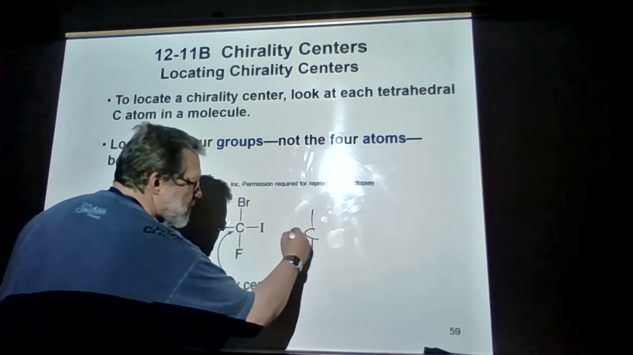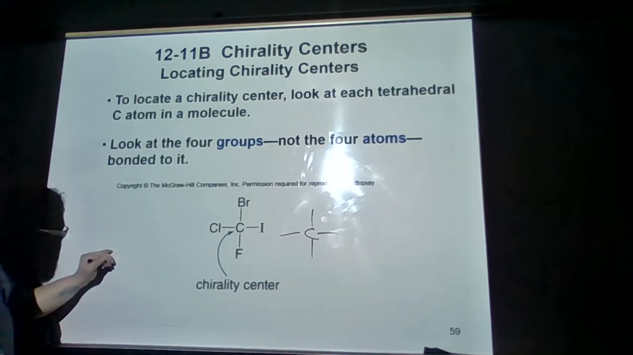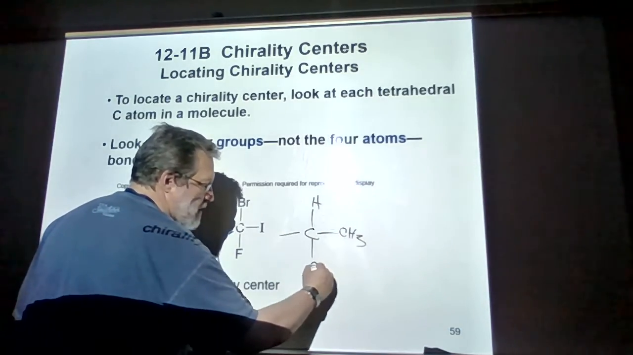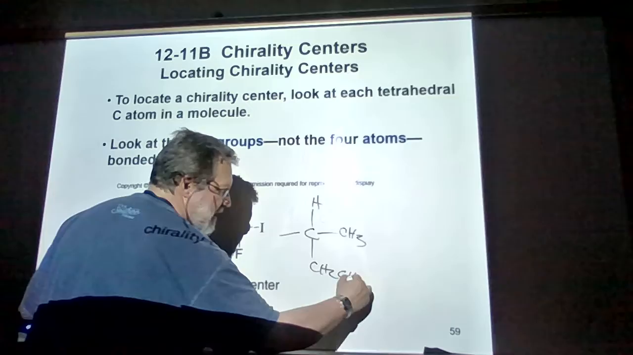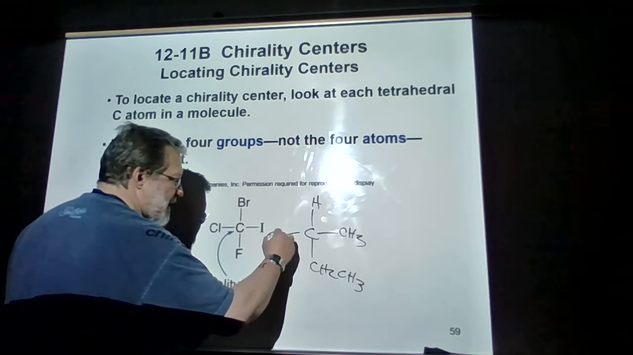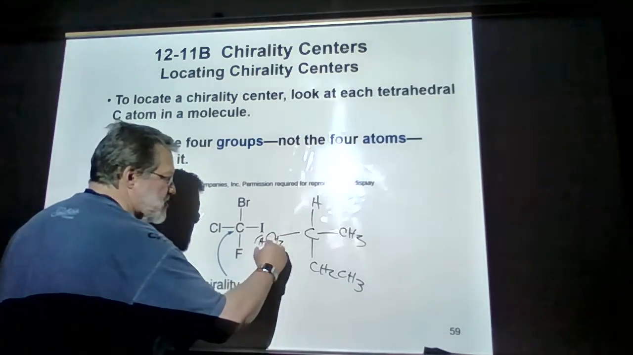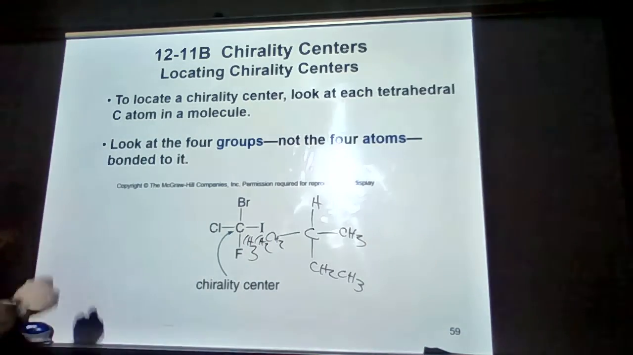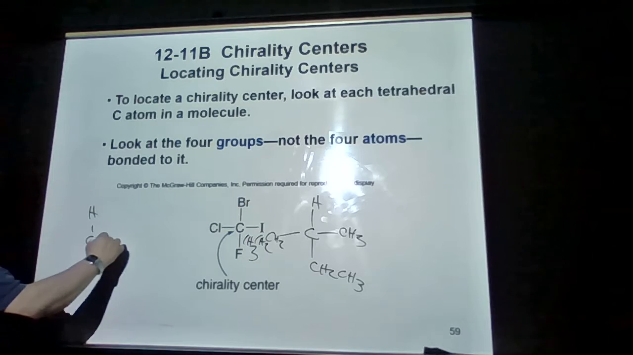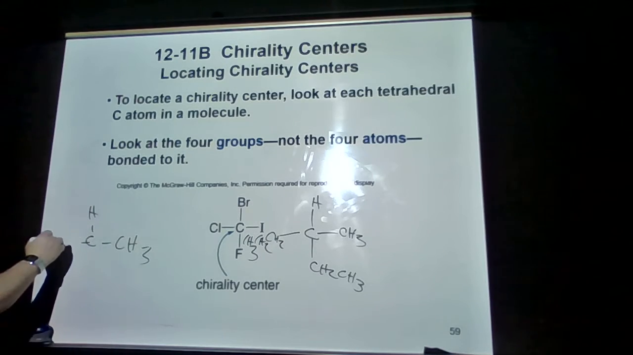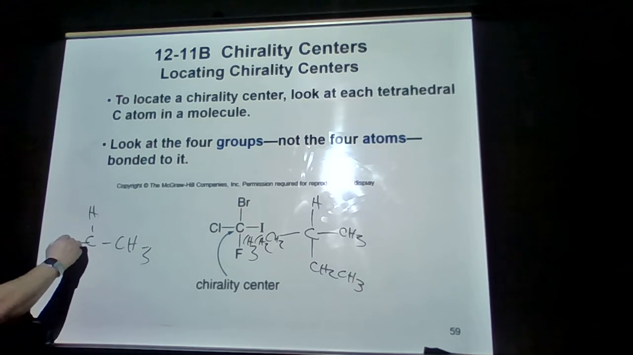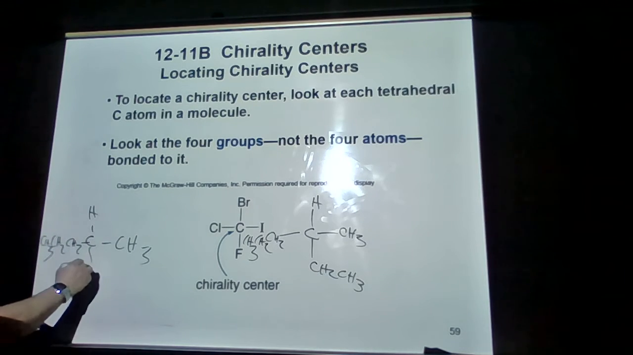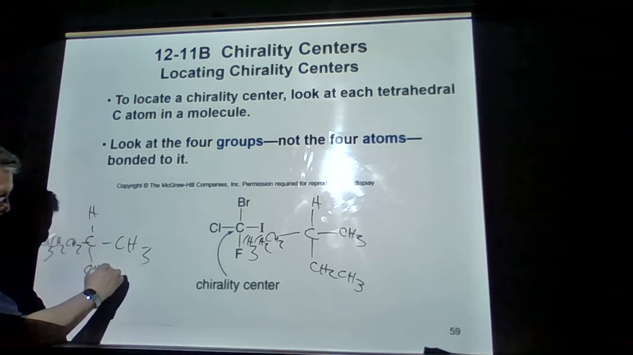Let's say we have 4 carbons. We have an H, a CH3, a CH2CH3, and a CH2CH2CH3. So let me redraw that. H, CH3, CH2CH3, CH2CH2CH3.